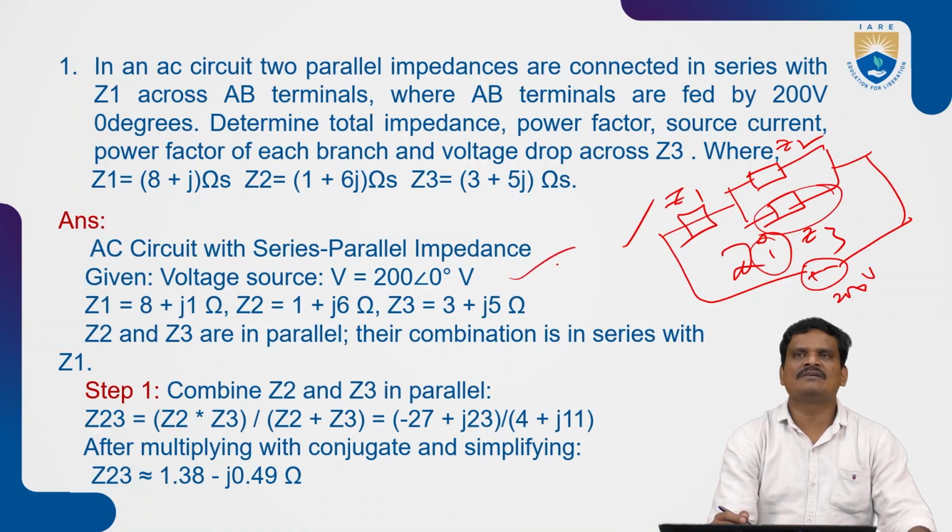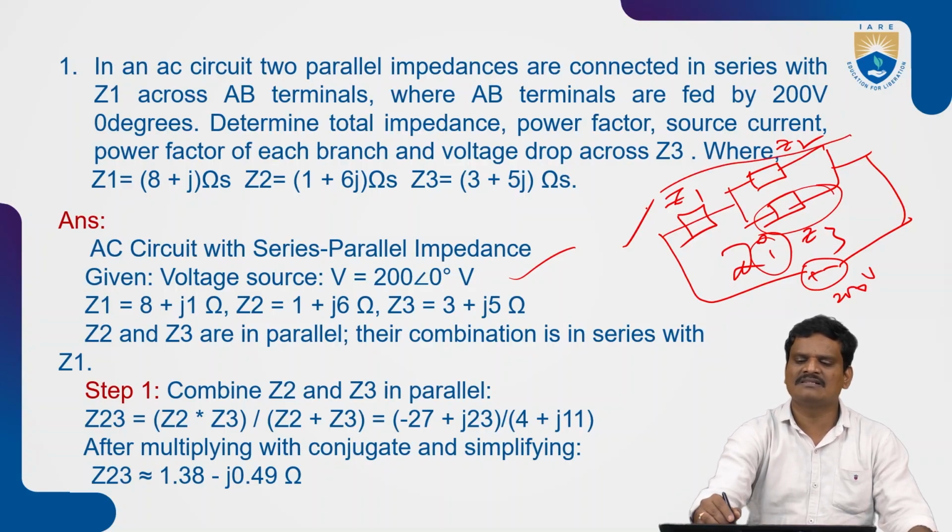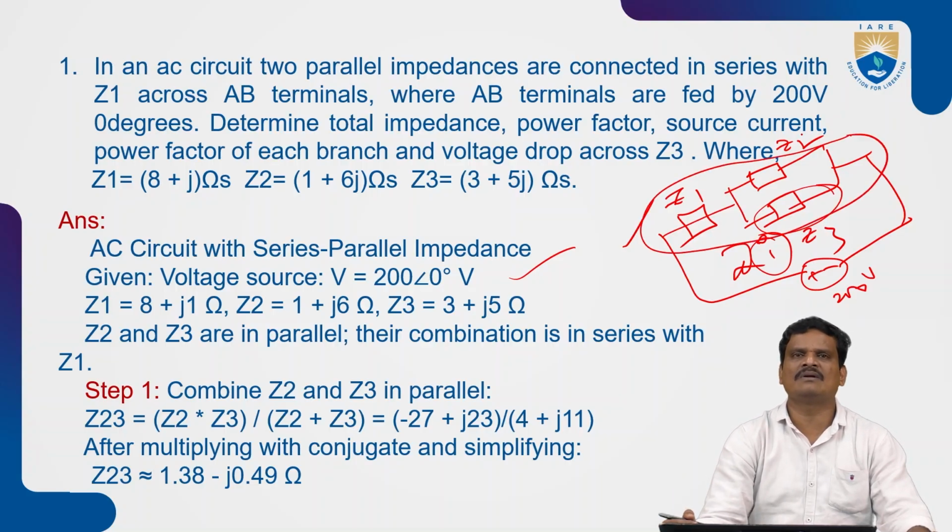The voltage is given as V equal to 200 volts, and the value of Z1 is given as 8 plus j1 ohms. The value of Z2 is given as 1 plus j6 ohms, and the value of Z3 is given as 3 plus j5 ohms. It is clearly mentioned in the given data that Z2 and Z3 are connected in parallel and their combination is connected in series with Z1. This is the model of the circuit I have considered.